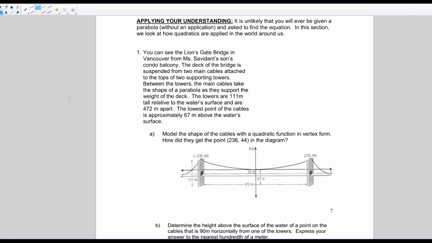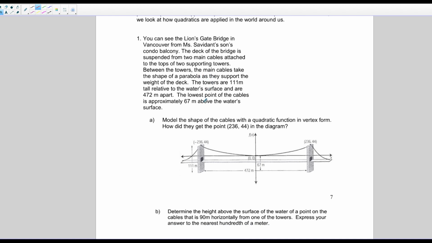The next part of this lesson is an opportunity for you to apply what we've just learned in more realistic situations. In this first example, we're looking at the Lions Gate Bridge in Vancouver. The deck of the bridge is suspended from two main cables attached to two supporting towers. Between these towers, the main cables take the shape of a parabola as they support the weight of the deck. The towers are 111 meters tall relative to the water's surface and are 472 meters apart. The lowest point of the cables is approximately 67 meters above the water's surface.